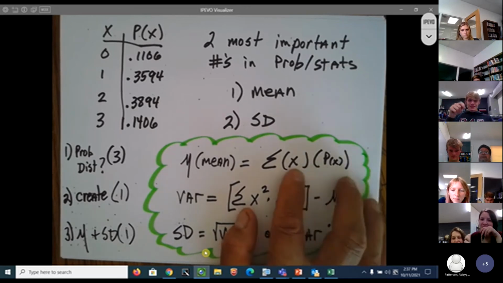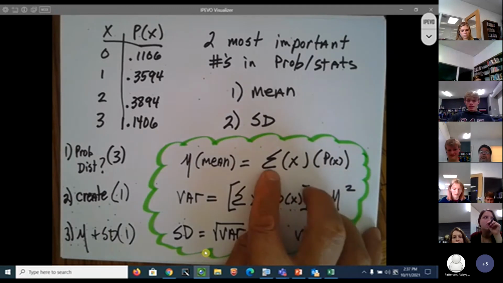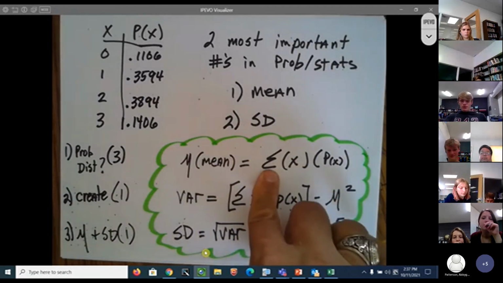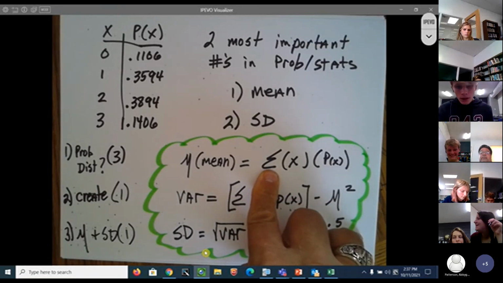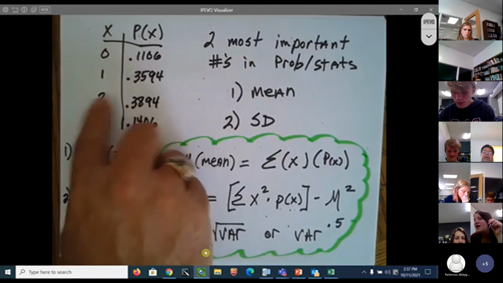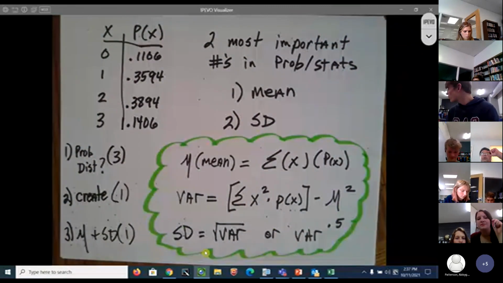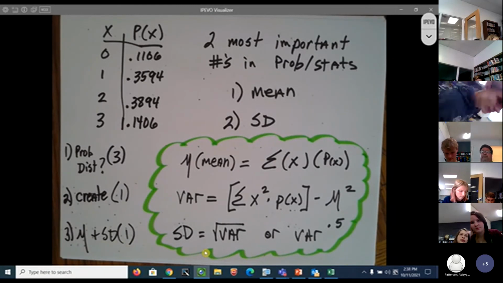Y'all can do it. The sum of your events times the probability of those events. And then what are we going to do with those after we multiply them? Sum. Add them up. So go ahead and do that with your calculator. Multiply all these up and add them. Go ahead and do that with your calculator, please, and see what you get.